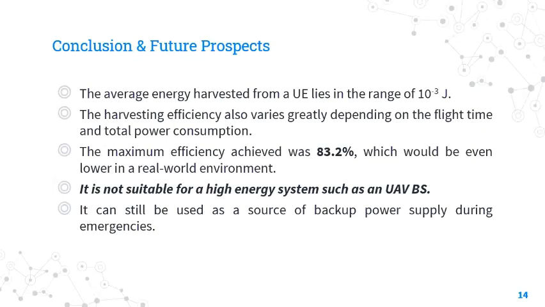To conclude the research capstone, the average energy harvested from a user element in the nearby RF sources lies in the range of 10 to the power minus 3 joules. Also, the harvesting efficiency varies greatly depending on the flight time and total power consumption. The maximum efficiency achieved in our calculations was 83.2%, which would be much lower in a real world environment because we have considered mostly ideal environment cases. Since the energy harvested is very low, it is not suitable for a high energy system such as a UAV base station. However, we can still use this technology as backup power during emergencies.